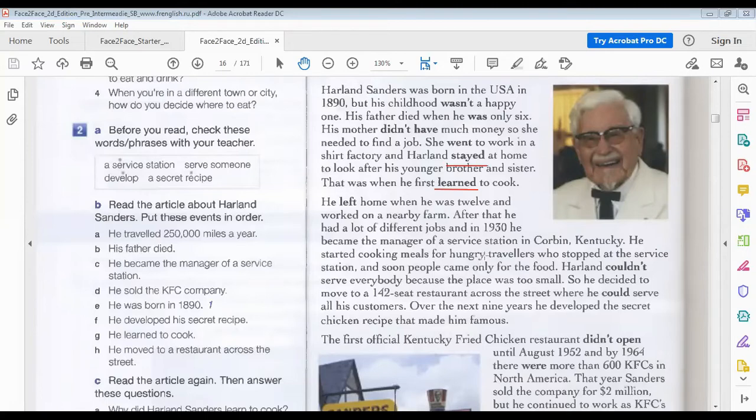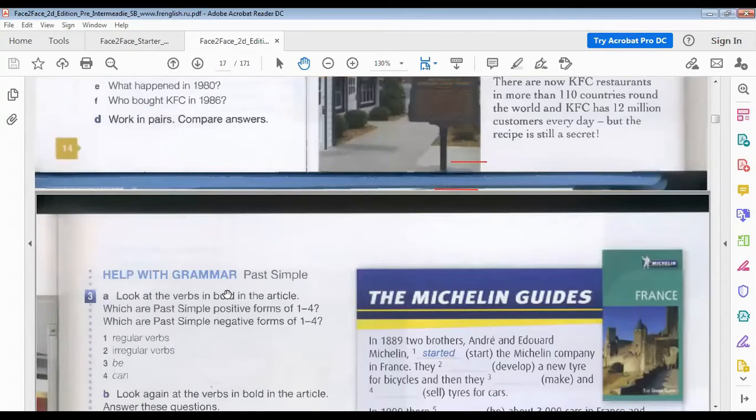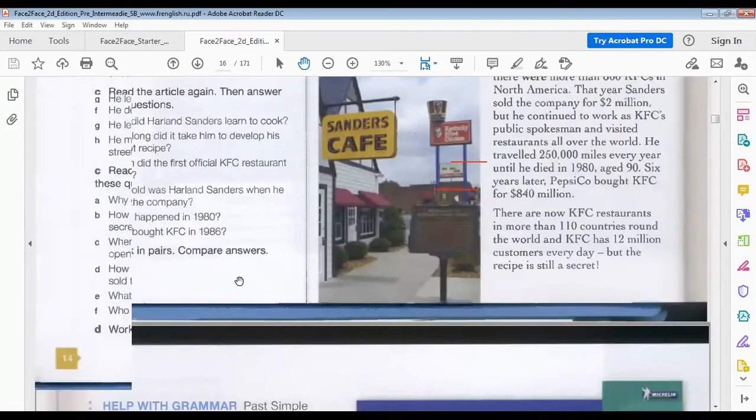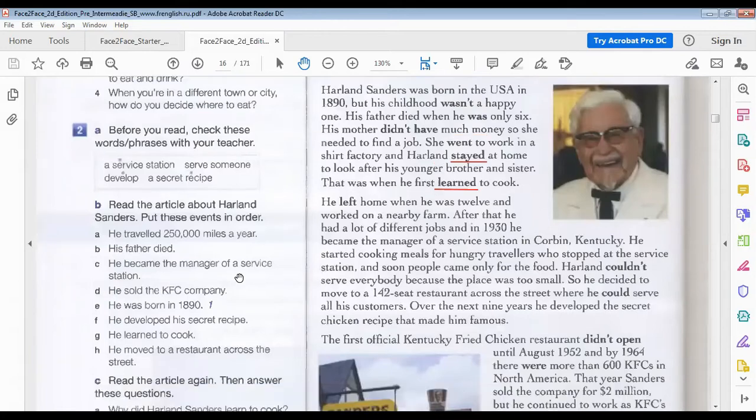Went. Left. Left and stayed, are these irregular? What about worked? Where's worked? Started. Only the bold ones. Only needed in bold. Yes, bold. Learned, stayed. So we have stayed, we have learned.